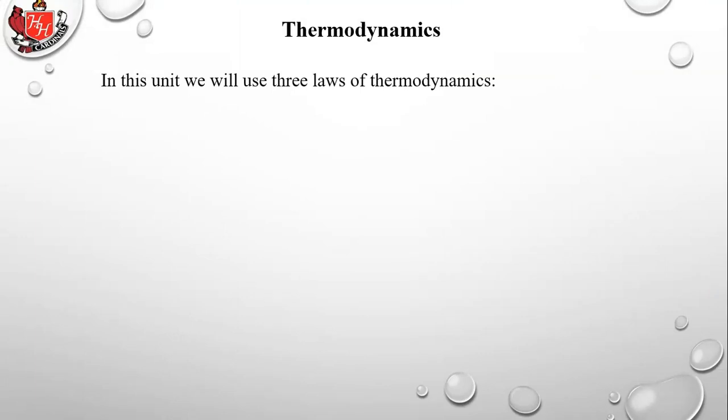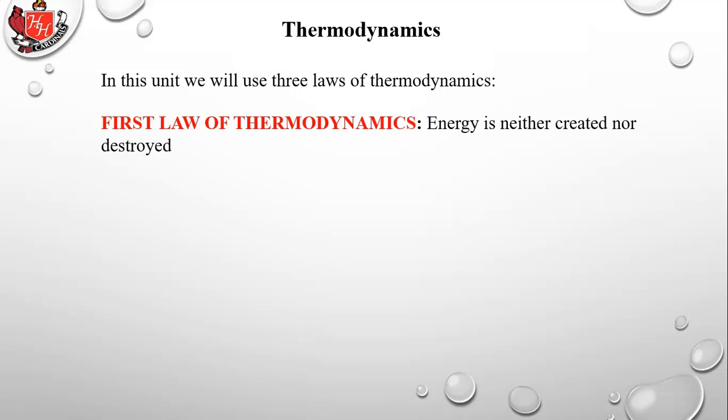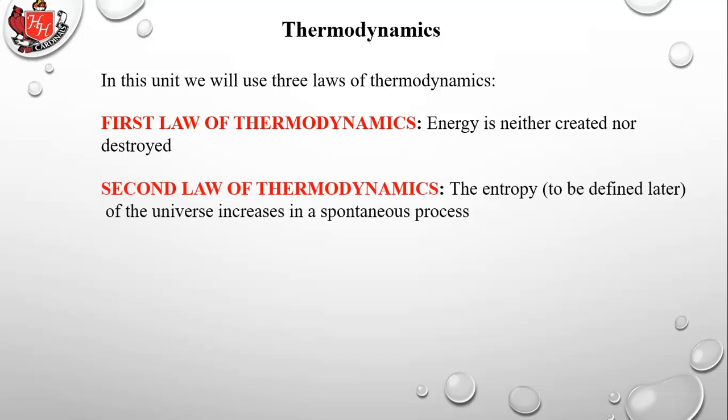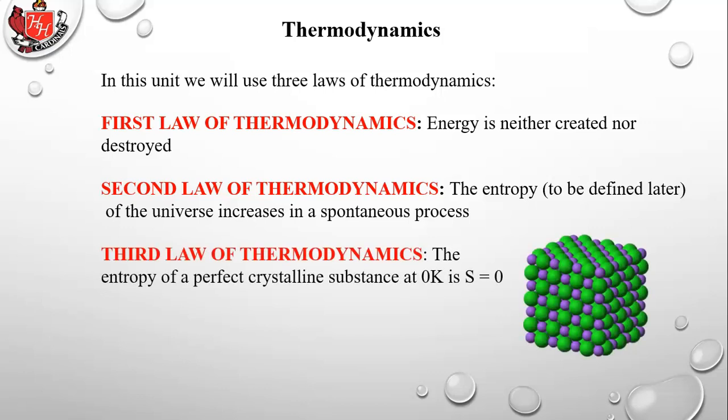In this unit, we will use 3 laws of thermodynamics. The first law of thermodynamics is energy is neither created nor destroyed. It simply can change forms. The second law of thermodynamics is that entropy, to be defined later, of the universe increases in a spontaneous process. And the third law of thermodynamics is that the entropy of a perfect crystalline substance at 0 degrees Kelvin, which is the lowest temperature in the universe, is S equals 0. S is the abbreviation for entropy, and again, we'll get into that definition in just a moment.